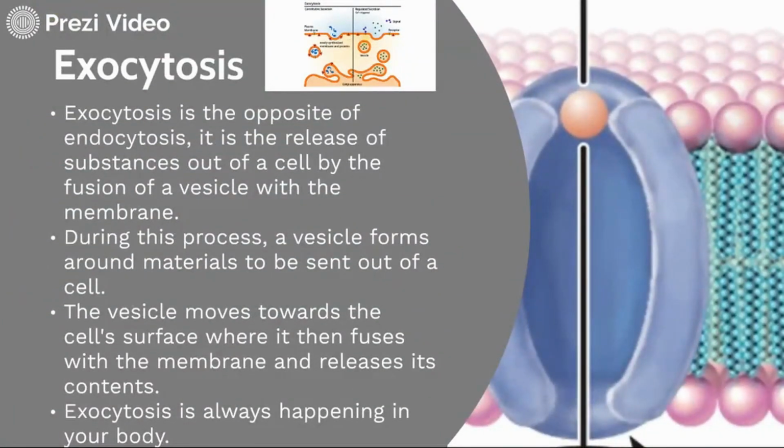Exocytosis is the opposite of endocytosis. It is the release of substances out of a cell by the fusion of a vesicle with the membrane. During this process, a vesicle forms around materials to be sent out of a cell. The vesicle moves towards the cell surface, where it then fuses with the membrane and releases all of its contents. Exocytosis is always happening in your body.